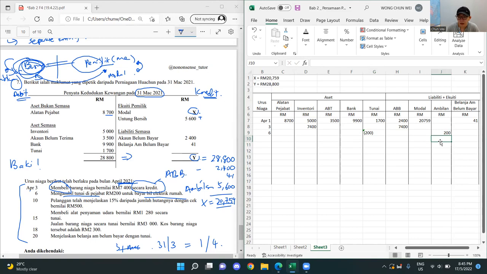Now, remember, this is ambilan, so you don't have to put minus here. Okay, because this is ambilan. So you just put 200 there. Why? Because ambilan sendiri is actually a minus. All right? So it's actually already a minus. So if here you put minus again, you put bracket again, you know maths, right? So if here is minus and you put minus here again, it becomes plus, which is wrong. Right, because ambilan is minus, therefore we just put original 200 here. Because ambilan in the penyata kedudukan kewangan, we have to minus it out.